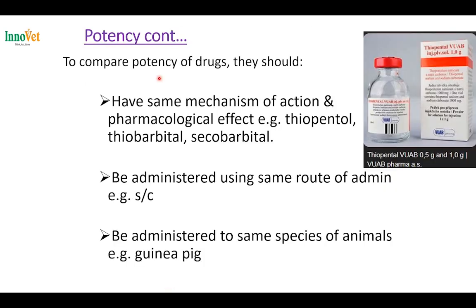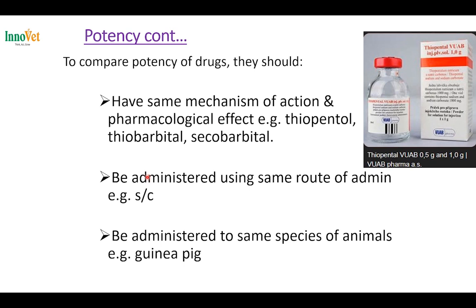So here we have the prerequisites that must be considered before comparing drugs for their potency. The first one is that these drugs must have the same mechanism of action and the same pharmacological effect. For example, here we have the barbiturates such as thiopental, thiobarbital, and secobarbital. These are barbiturates and they are all GABA receptor agonists and they are sedatives, so they have the same mechanism of action and the same pharmacological effect.